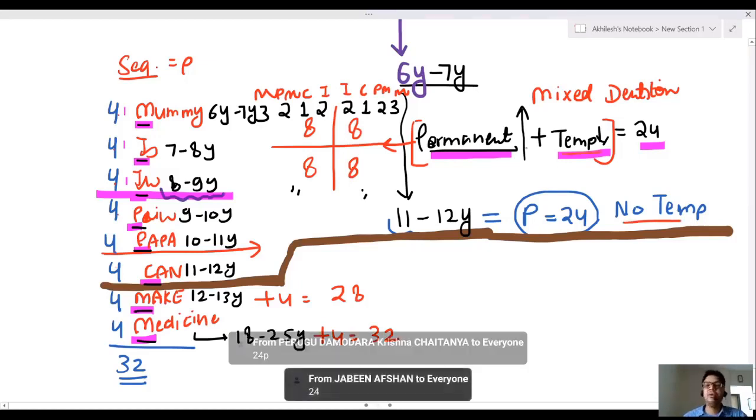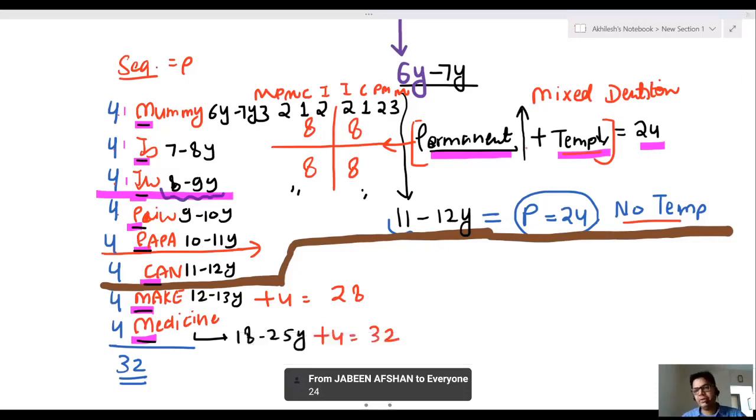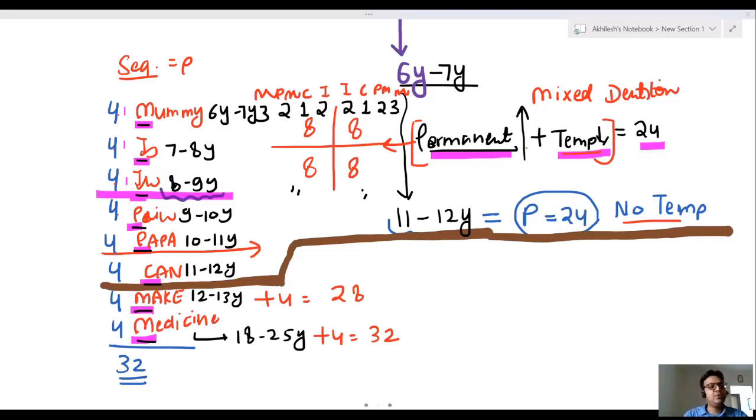It means, sir, when you enter 11 to 12 years, there are no temporary teeth. After that, you only have permanent teeth. 4 more permanent teeth are added to 28, that is 32.